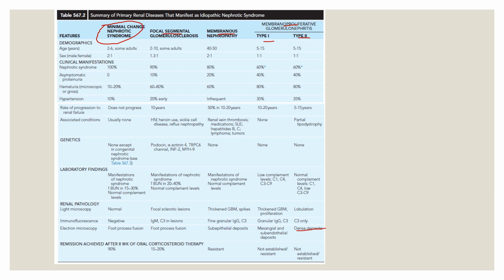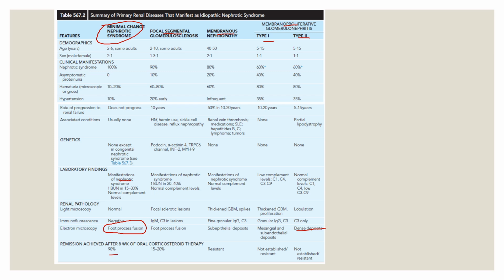Minimal change, okay, it is mainly seen in children. Okay, it does not progress. Usually there are no associated conditions, and there is nephrotic syndrome, and the light microscopy is normal. Only in electron microscopy you see any change, that is called the effacement of podocytes or podocyte fusion or foot process fusion. Immunofluorescence is negative. The remission is after 8 weeks of oral corticosteroid therapy in over 90% of cases.